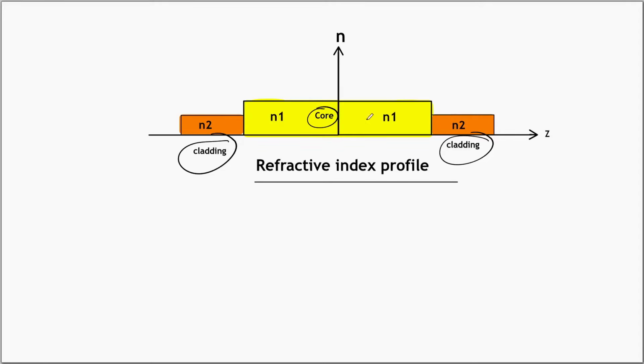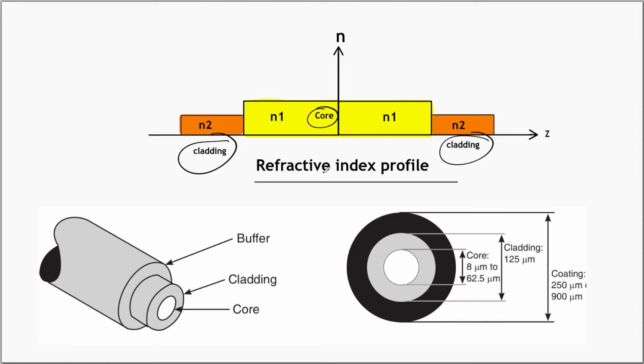If you have the core in the form of a cylinder, this is the core, and the cladding all around that, meaning the core and the cladding are coaxial cylinders, then such an electromagnetic waveguide is called an optical fiber. So you have a core in the form of a cylinder, all around that we have the cladding, and over that we have the buffer. The buffer essentially gives mechanical strength to the optical fiber.